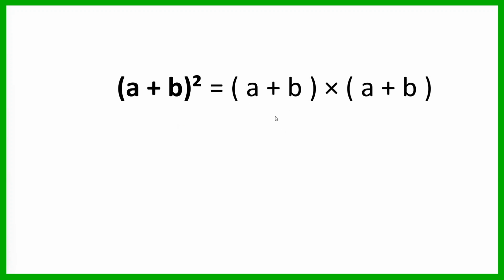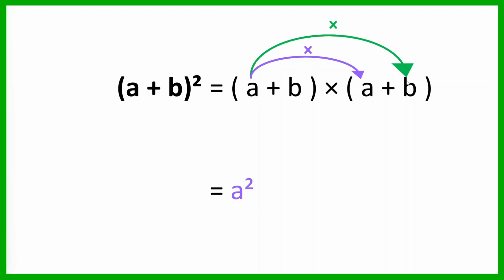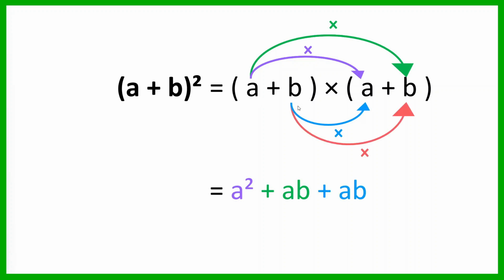If we were to work this out in a normal way, like what we were just doing, we would say a times a, and that gives us a squared. Then we have a times b, which gives us ab. Then we have b times a, which gives us ab again. And then we have b times b, which gives us plus b squared. Now if we collect our like terms, we get a squared plus 2ab plus b squared.